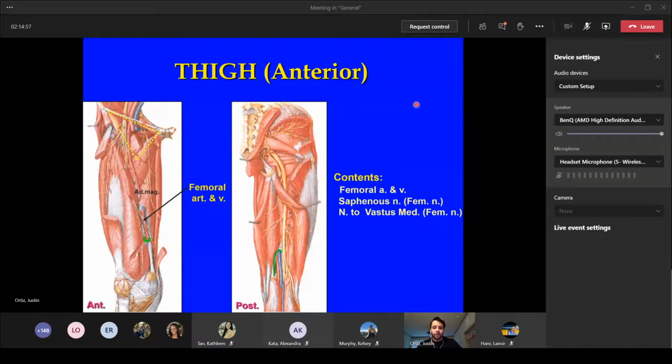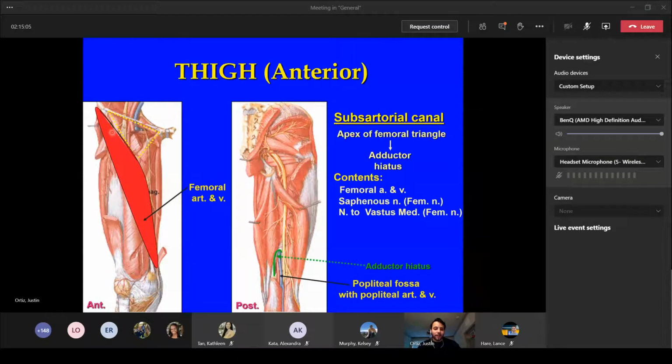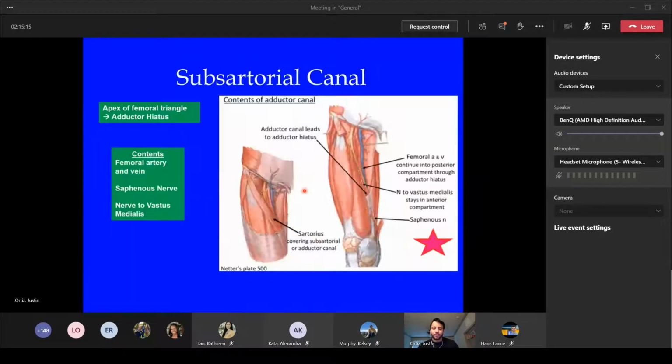Okay, so after all these things pop up, the subsartorial canal. I put a little image on the next slide because I felt like there was a lot going on here. It kind of confused me a little bit. But I'm going to talk about exactly what's on this slide on the next slide, which is basically showing the subsartorial canal. Subsartorial is going to be just behind the sartorius.